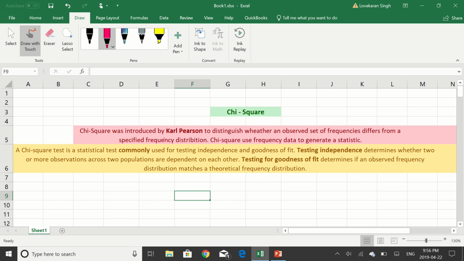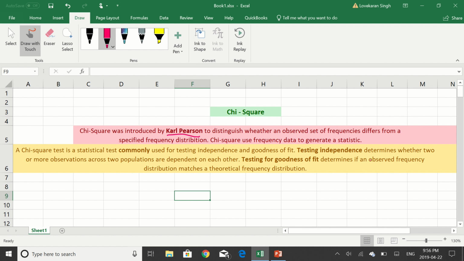Chi-square was introduced by Karl Pearson to distinguish whether an observed set of frequencies differs from a specified frequency distribution. Chi-square uses frequency data to generate a statistic. It is commonly used for testing independence and goodness of fit.